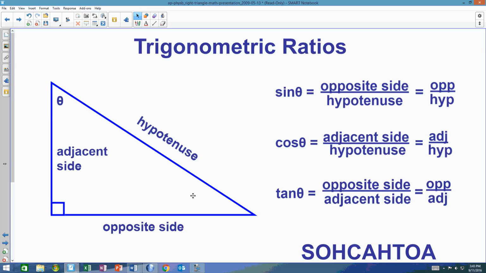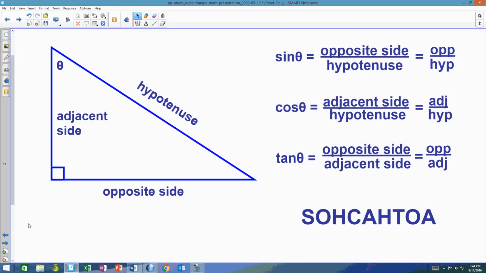Okay, so hopefully you remember your trig functions. Sine is opposite over hypotenuse, cosine is adjacent over hypotenuse, and tangent is opposite over adjacent. I believe it's SOHCAHTOA. There you go.